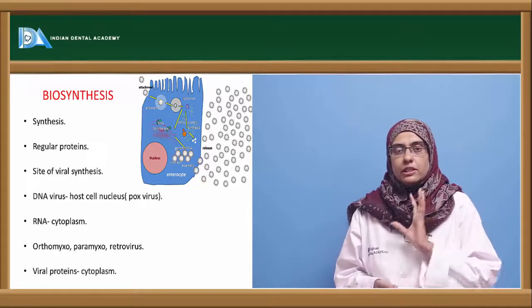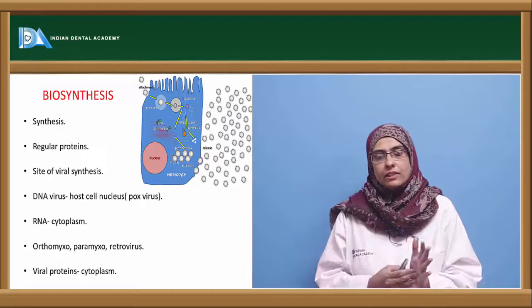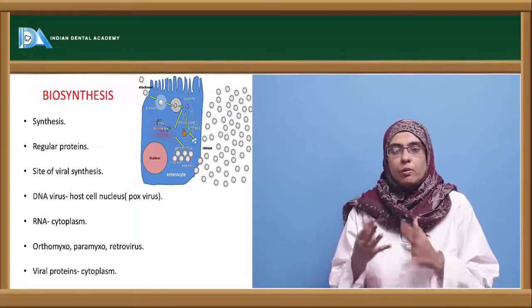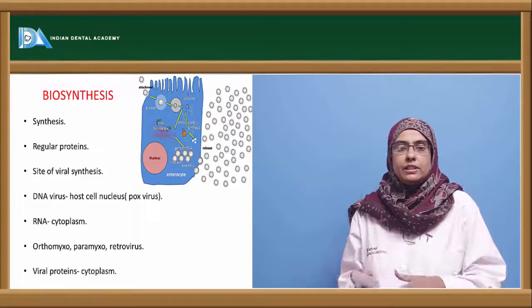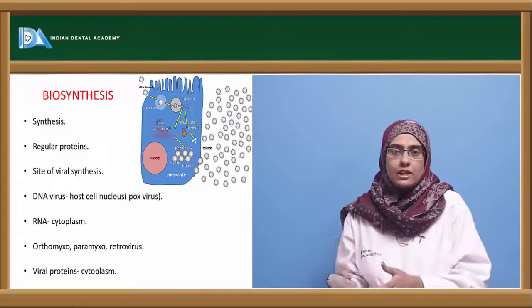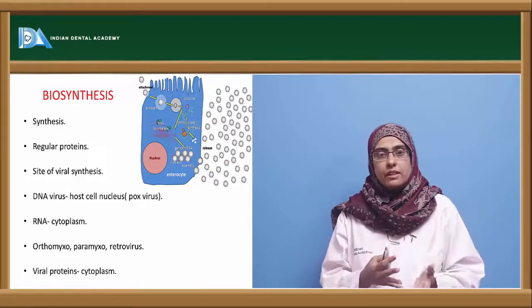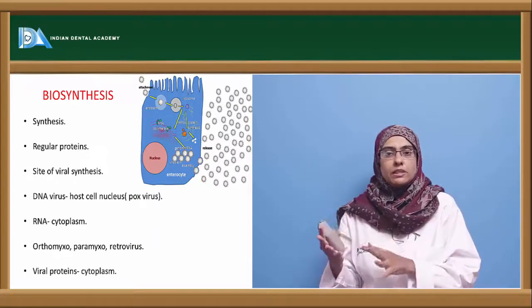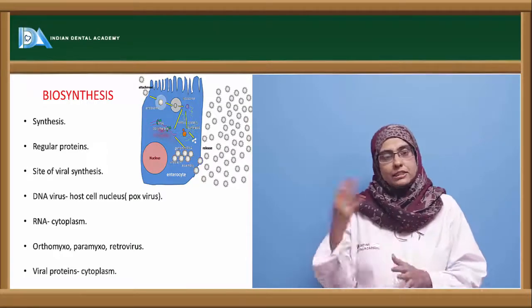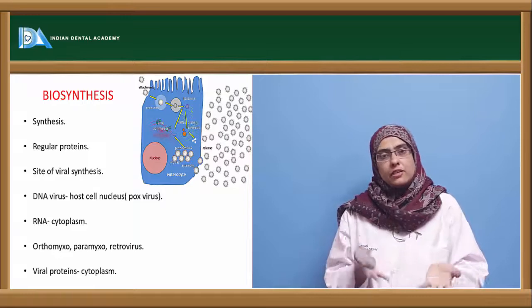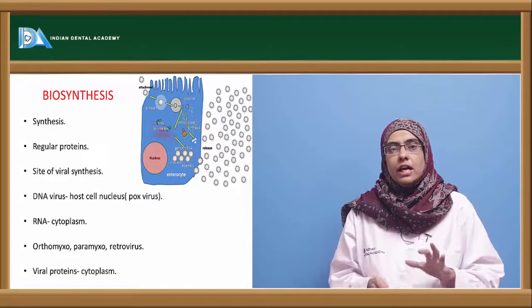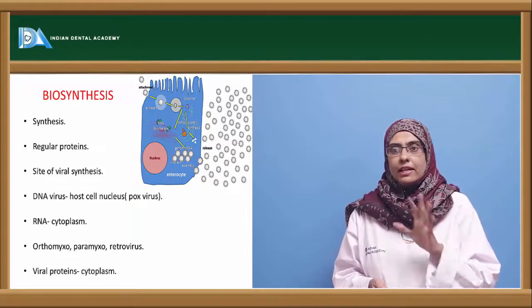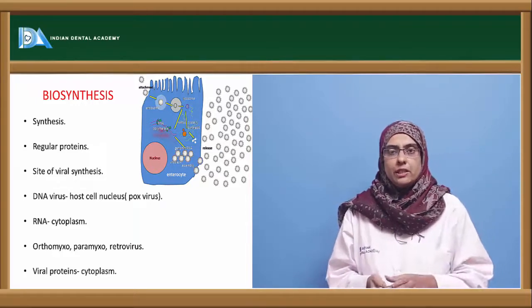So in the biosynthetic process, it is synthesizing the various viral components. So it can be different for different types of viruses, whether they are a DNA virus or an RNA virus. If the DNA virus is there, most of the viral nucleic acid synthesis takes place in the DNA. In case of RNA viruses, mostly it takes place in the cytoplasm. But whatever the nucleic acid is, the viral proteins are mostly synthesized in the cytoplasm.